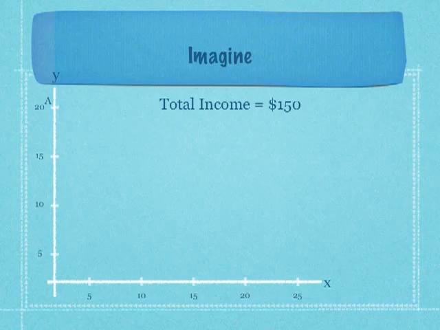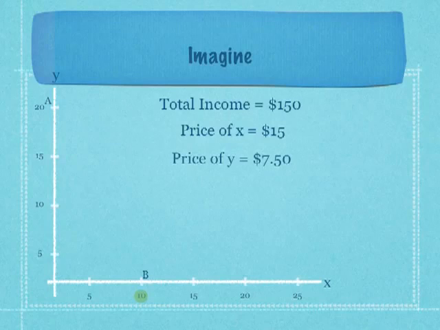Total income is $150. The price of X is $15. So if the consumer spends all their money on X, they can buy 10 of X, right? They'll have 150 divided by 15. Now, if the price of Y is $7.50, they can buy 20 of Y. So the budget line looks like this.